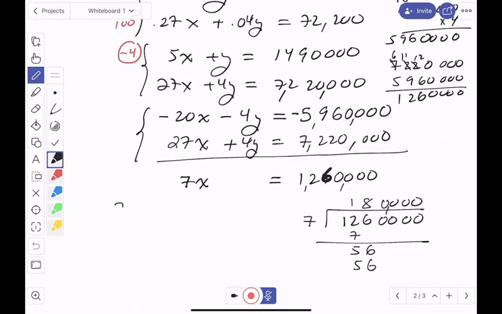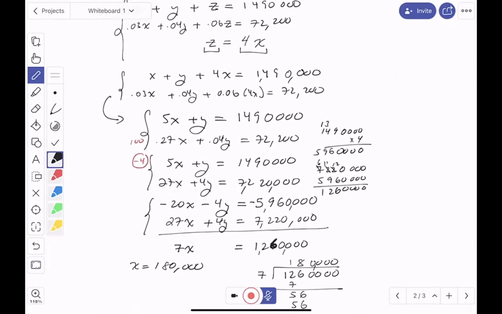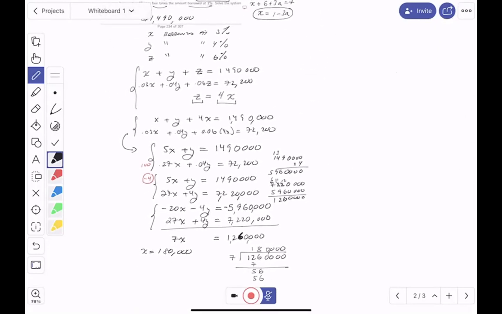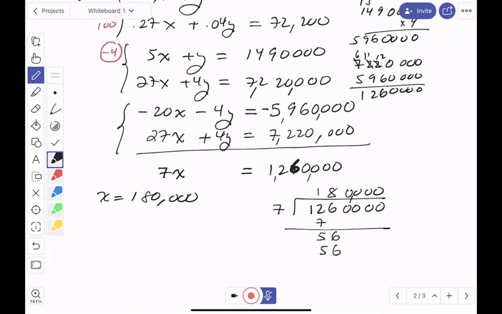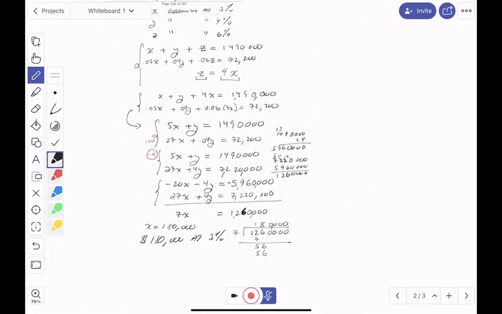So X is 180,000. Someone says, I don't even remember what X is. You look back. What's X? That's the amount borrowed at 3%. So I'm going to say 180,000 at 3%. Let's keep going backwards.